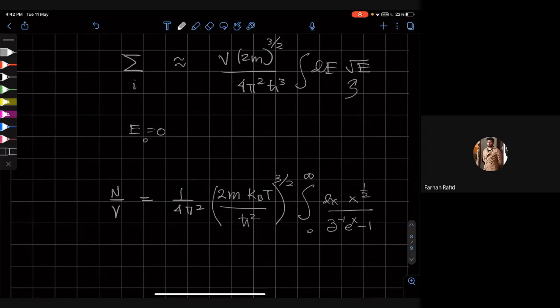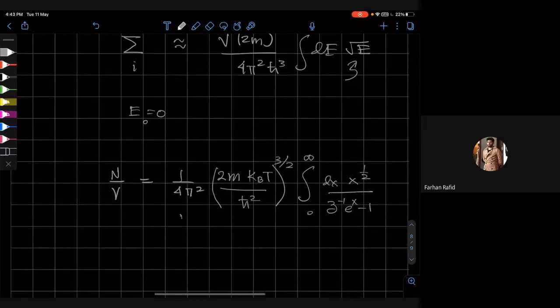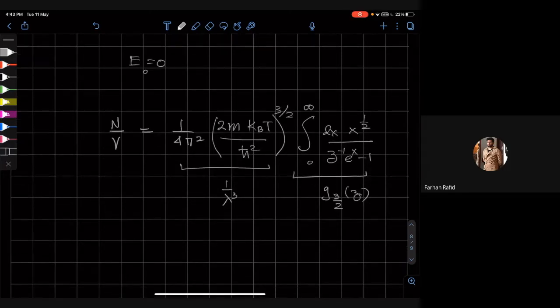Now, this thing is going to be 1 over lambda cubed. And this thing we are going to define as g_{3/2} of z. Note that this has nothing to do with g of E. There's nothing to do with g of E.